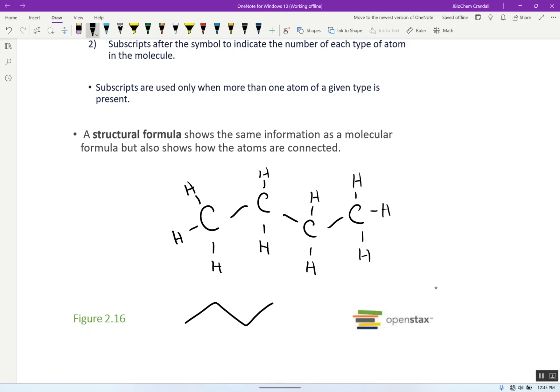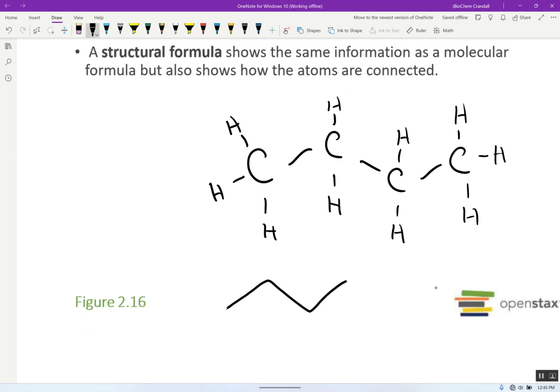What I'm not showing are the hydrogens in a line formula. All I'm representing are the positions of the carbons. Here's a carbon, here's a carbon, here's a carbon, here's a carbon. Those 4 carbons, like that. Okay? That's the line formula versus a structural formula. So that's the difference between them.